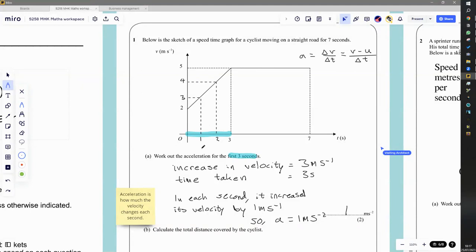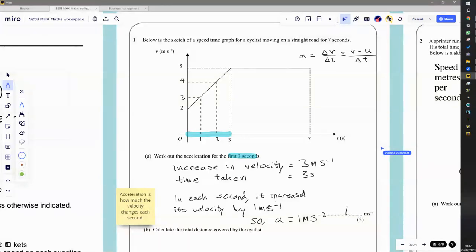So looking at this graph carefully, we can see that it's changed from 2 to 5, which means the increase in velocity is 3 meters per second, and the time taken was 3 seconds. What acceleration is really is how much the velocity changes each second. If it changed by 3 meters per second in 3 seconds, then each second it must have changed by 1 meter per second. You can show this visually on the graph. At 1 second, it would have got to 3. At 2 seconds, it would have got to 4. And at 3 seconds, you can see it's at 5.